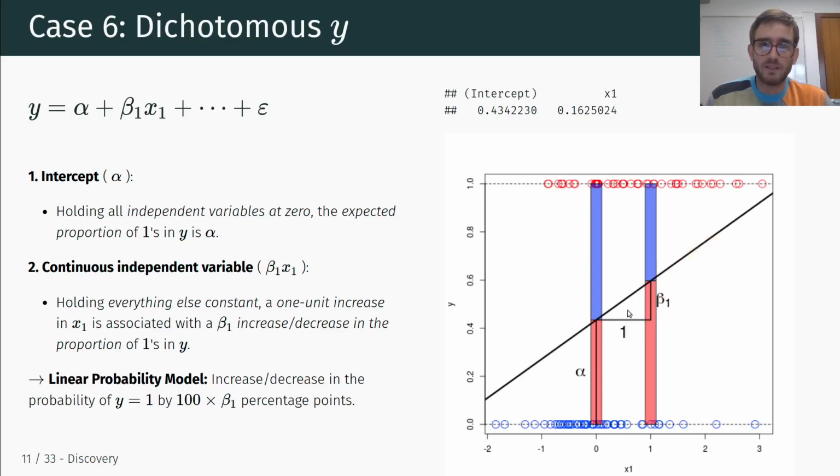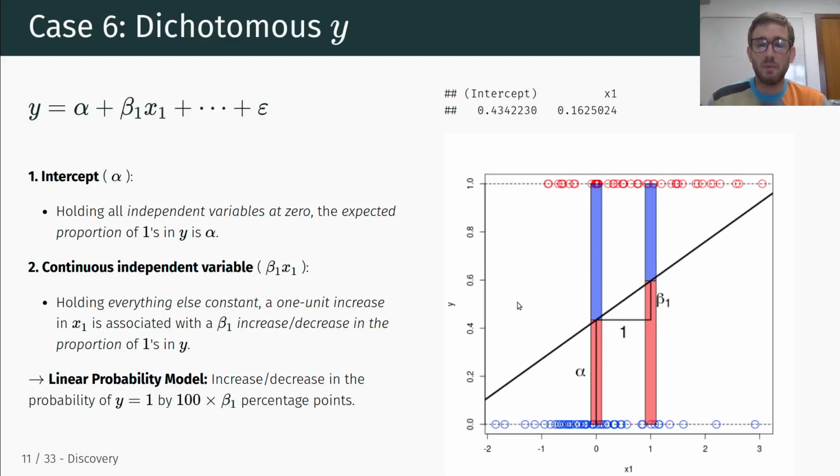So I plotted the regression line that we have here with the slope being equal to 0.16, and so our beta 1 coefficient means that a 1 unit increase in x1 is associated with a beta 1 increase in the expected value of y. A beta 1 increase in the expected value of y, of course, means that in expectation the proportion of ones in y increases by beta 1. Right, so rather than having 0.43 or 43% ones when x1 is equal to 0, we now have around 60% ones when x1 is equal to 1 in expectation, right?